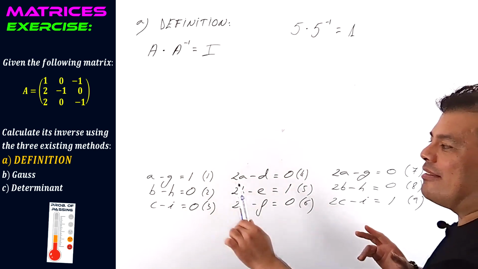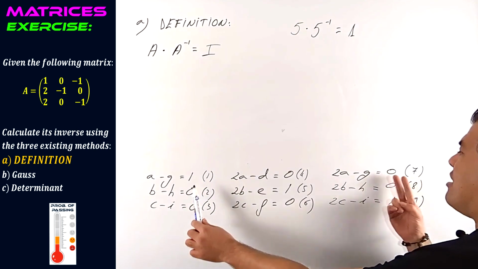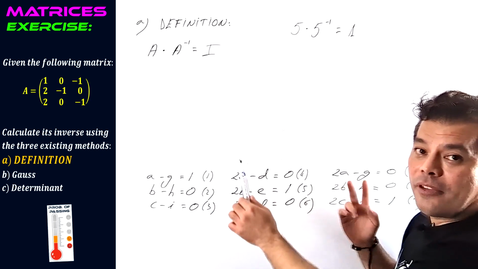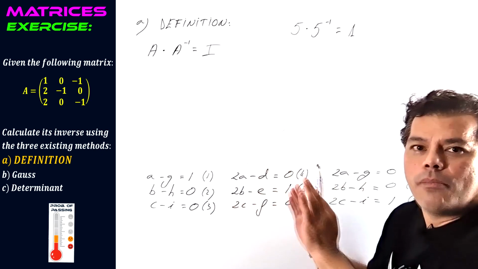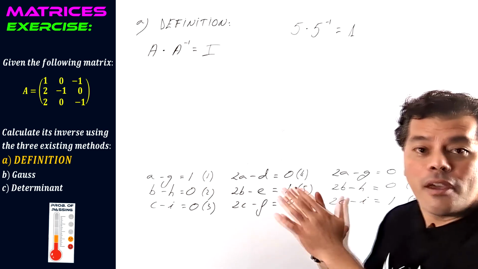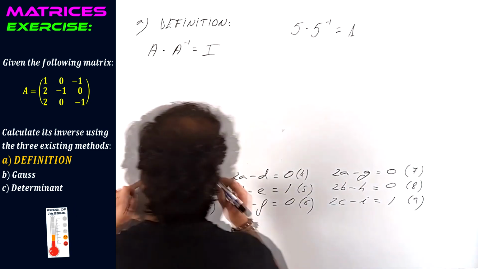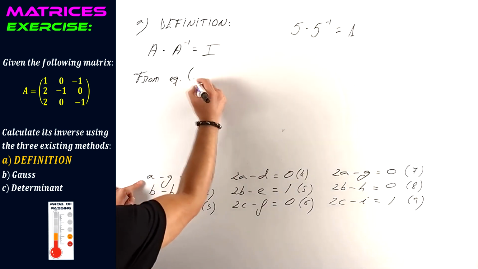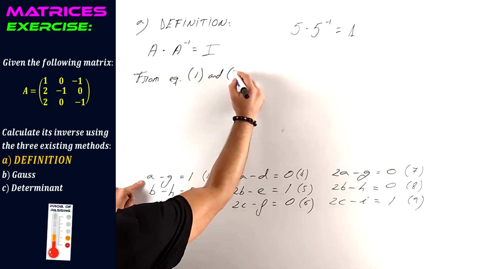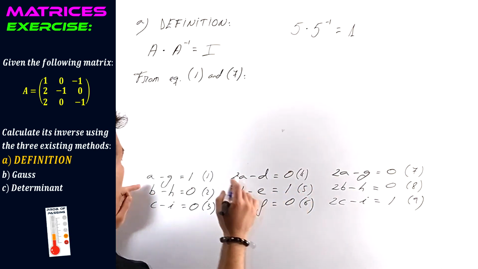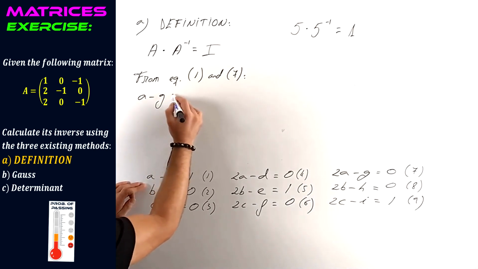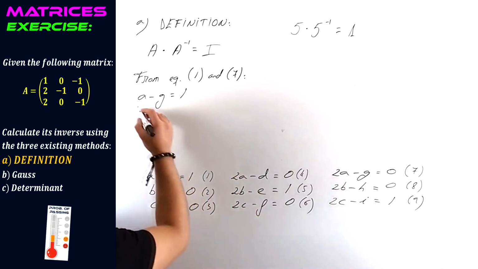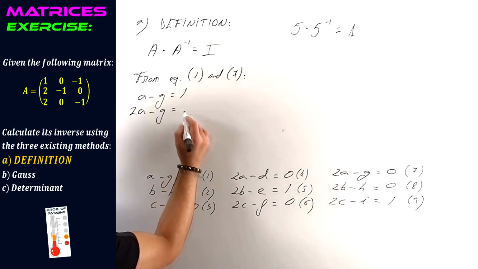I'm starting to see that equations 1 and 7 share the same variables. How about we group them together and, by applying a simple method, solve for A and G? For example, look, from equations 1 and 7, let's put them together. A minus G equals 1, and 2A minus G equals 0.